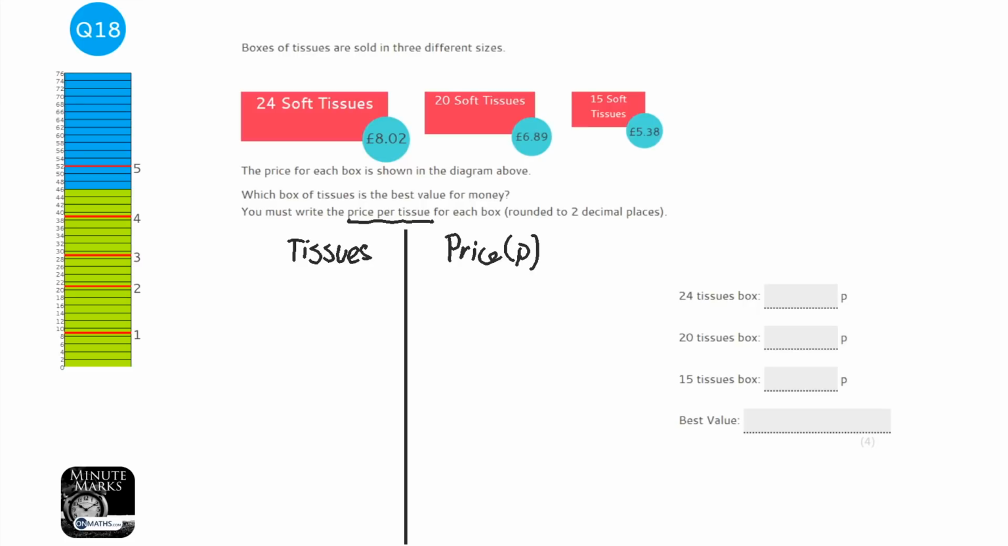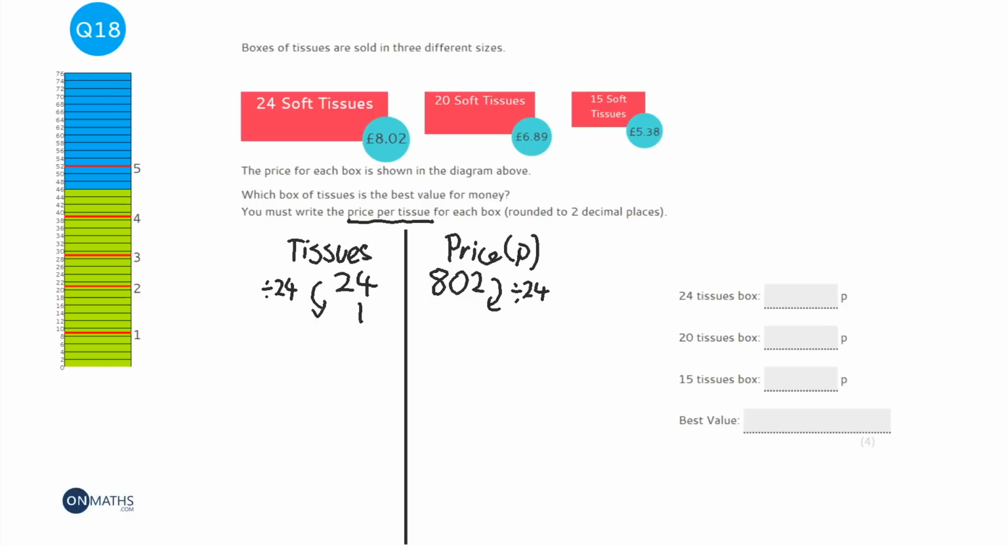So we're going to start off with the box of 24, and it costs 802 pence. Now to get one tissue, I'm going to divide both sides by 24. So if I divide both sides by 24, I get one tissue. So I do 802 divided by 24, and I get 33.416 recurring.